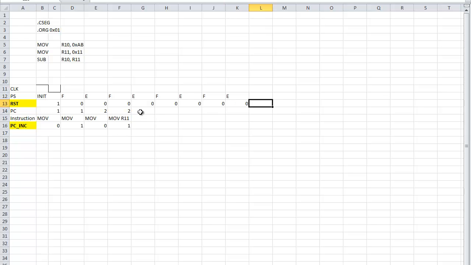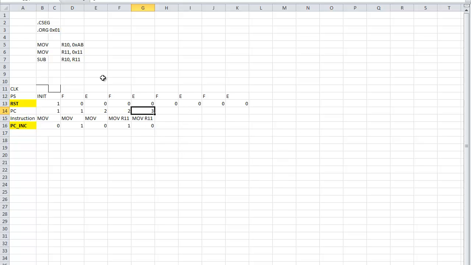So the PC is going to get incremented now because it said, okay, go ahead and increment. Its current value is 2, so at the rising edge it's going to become a 3. The instruction that I still have is the one with the PC from the previous cycle, so that's the move R11. PC inc is 0 because I increment on the fetch instead of the execute. And I continue. So now I'm on the fetch.